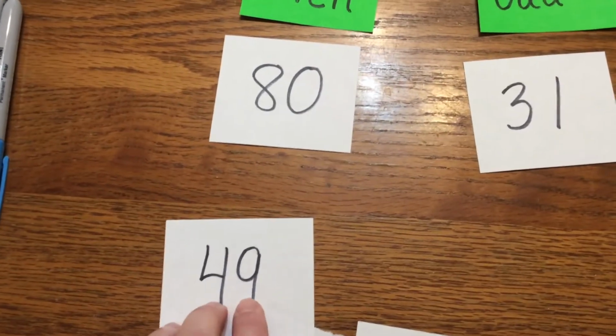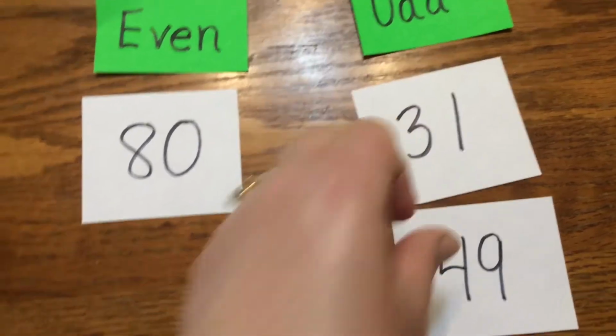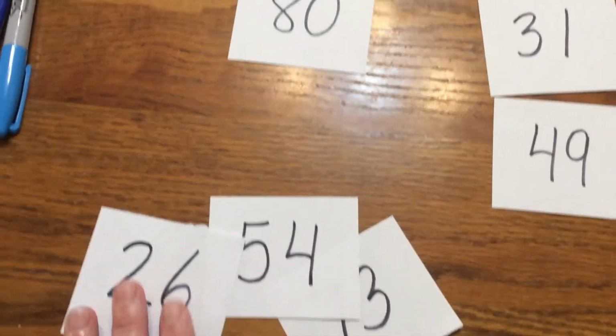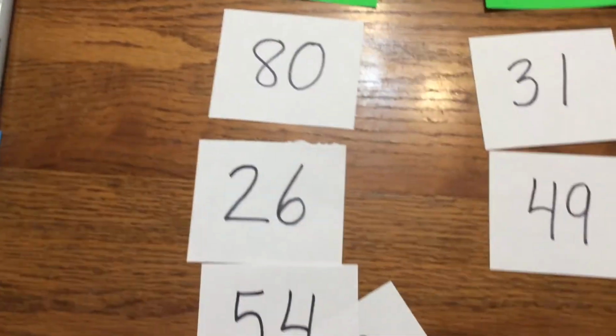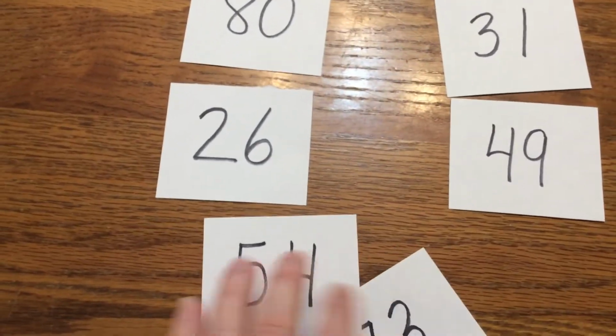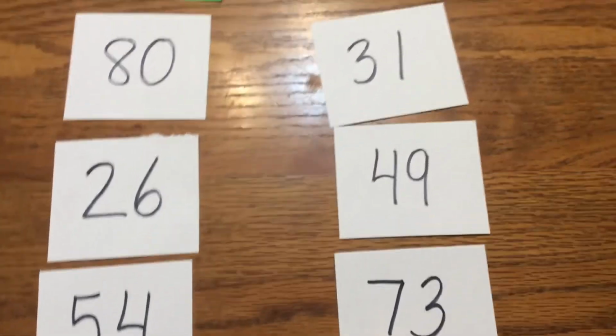So let's look. We have a 9 in the ones, so that is in the odds. Remember, we always go to the ones. A 6 in the ones goes to even. A 4 goes to the even, and a 3 goes to the odd.